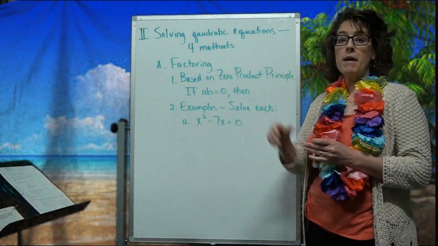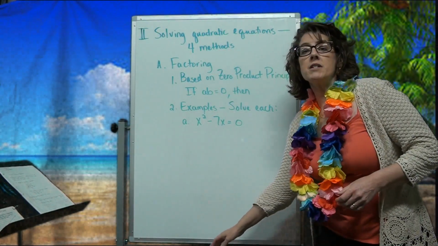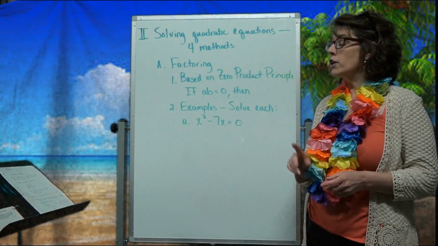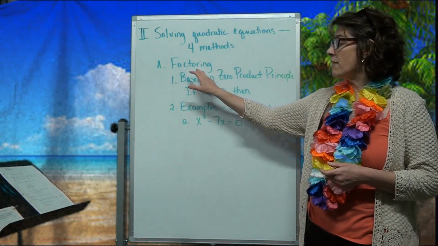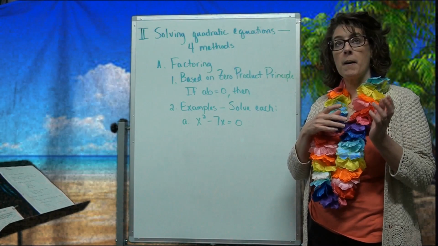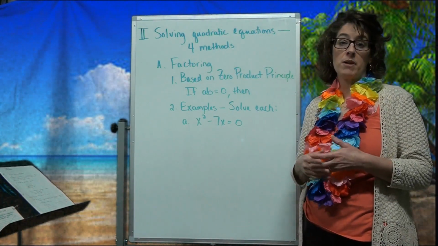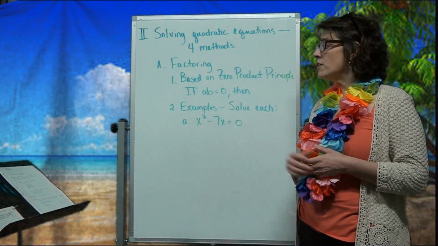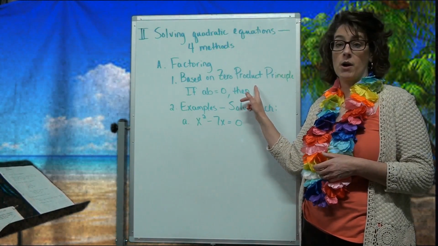When you do solve a quadratic equation, there are 4 methods for being able to solve it. And in this video, we're just going to take a look at the first of the 4 methods, which is the method of factoring. And in succeeding videos, I'm going to describe the other 3 methods. This method of factoring is based on the zero product principle.